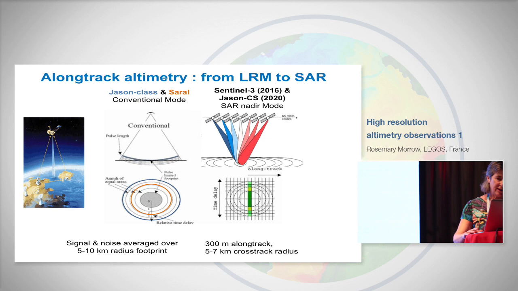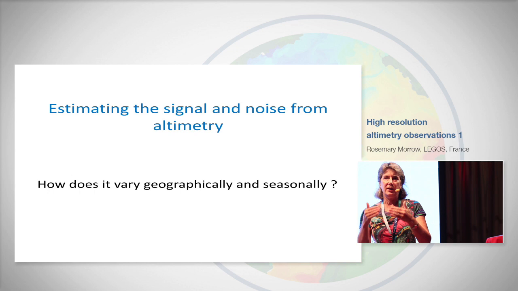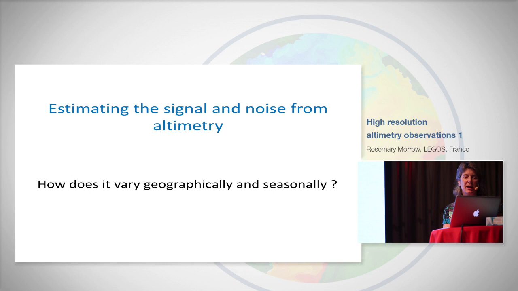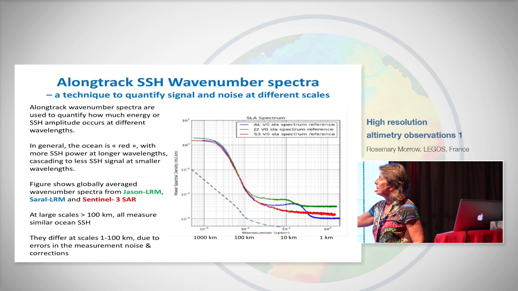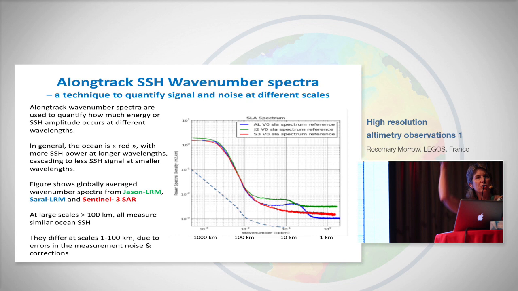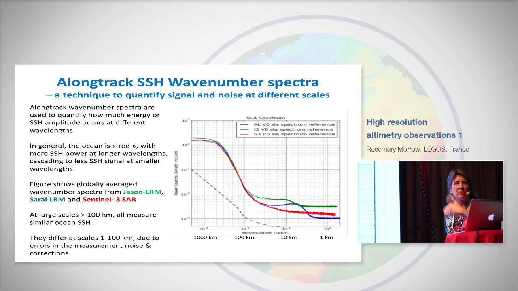So what difference does that make in terms of the estimation of noise and also the different ocean scales that we can observe? And how do these vary geographically and seasonally? Well, Pierre-Yves had shown this diagram of along-track wavenumber spectra. For along-track wavenumber spectra, you take all of the tracks crossing through the ocean, and you analyse spectrally how much energy is at the different wavelength bands.